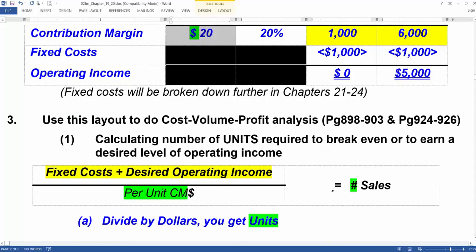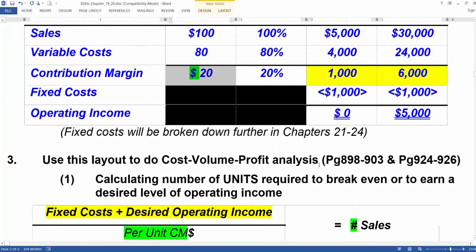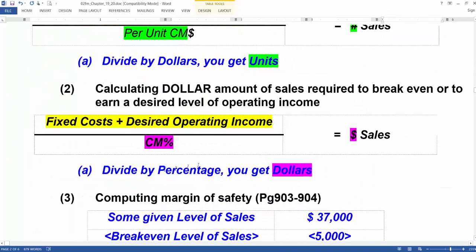So you divide by dollars, you're going to get the number of units. If, however, you divide by percent, you're going to get dollars. So in this case, the fixed costs plus desired operating income here, 5,000 operating income, fixed costs 1,000, gives me 6,000 desired contribution margin, divided by 20% will give me the 30,000 that I need in sales. So you divide by dollars, you get units required. You divide by percentage, you get dollars required.